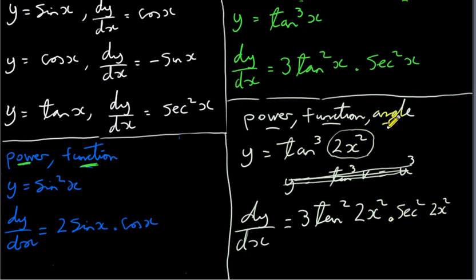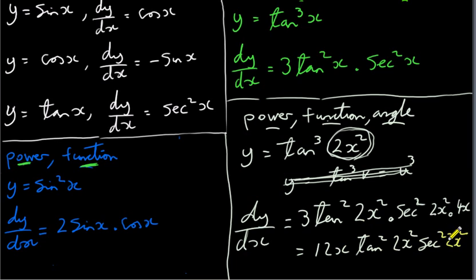But now we go one more step and we differentiate the angle. So we differentiate 2x squared. That gives us 4x. And that 4x is brought to the front. It's not part of the argument of sec squared. So we have 4x times 3, which is 12x. So we have 12x times tan squared of 2x squared times sec squared of 2x squared. That's our final answer.